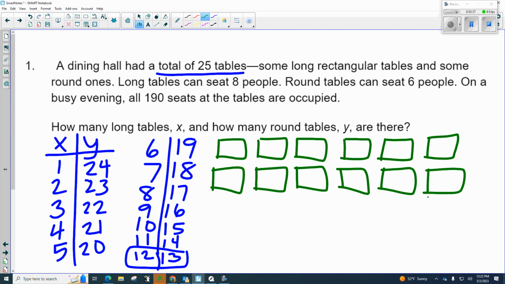The second constraint was that all 190 seats are occupied. Okay, so I'm trying to find out what combination of 25 tables will give me 190 seats. So I chose this one point and I'm going to kind of model that out. So now that I have all of these rectangles, I know that the rectangles can have 8 people. Okay, so I'm going to put an 8 in each rectangle to represent the 8 people.